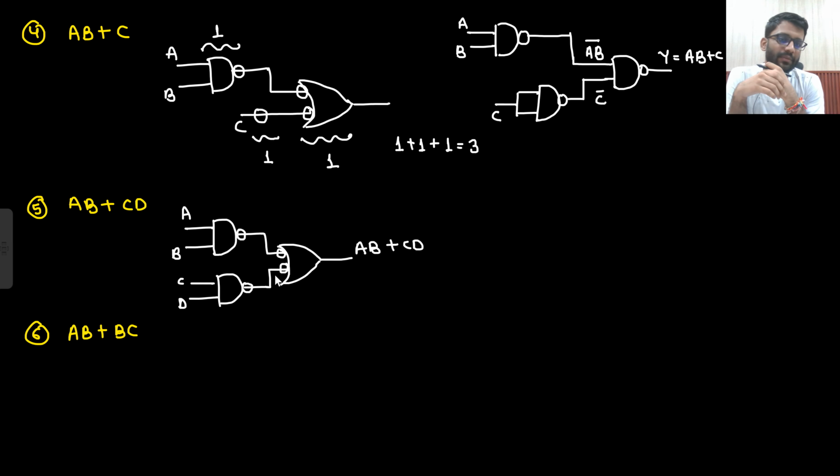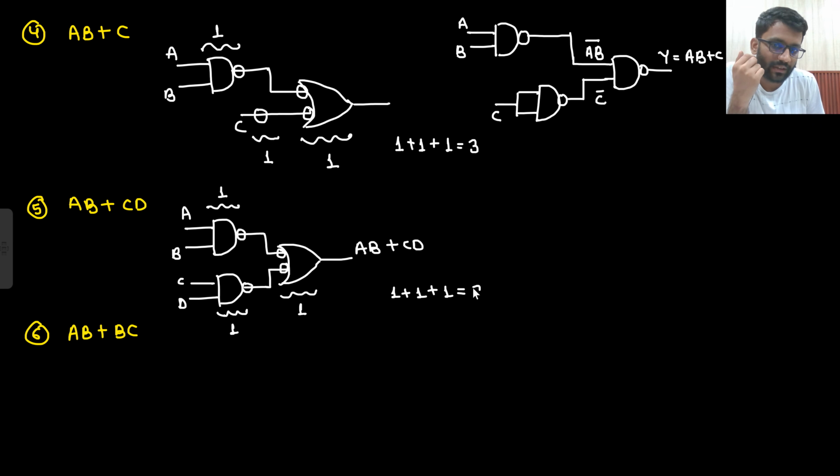Say yes or no. Two bubbles I can introduce, right? If I introduce two bubbles, it will be a simple wire only. It will be a buffer, and you can add a buffer anywhere. So this is one NAND gate. This is another NAND gate, and this is another NAND gate. So 3 NAND gates are there. So AB plus CD also I implemented using 3 gates.